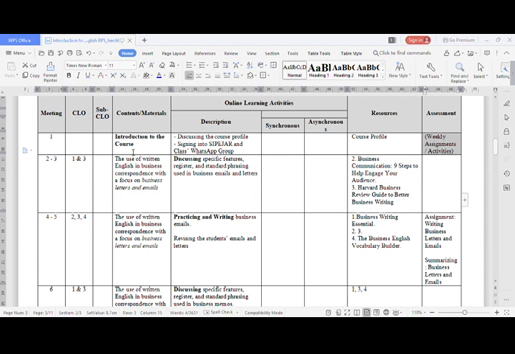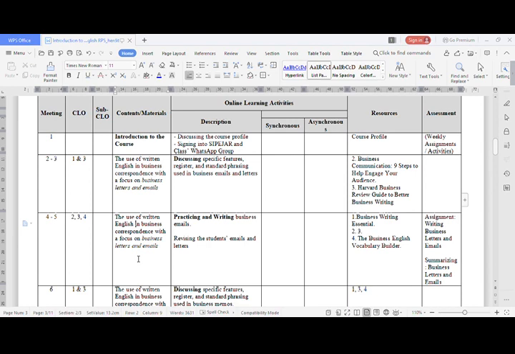Now, the meeting one is the introduction to the course, and that's the description. We're talking about the course profile, which is what we're doing now. And then I'm going to go over the topics that we will cover in this class. The first topic will be business letters and emails. I give 4 meetings for this, and it's mostly on written English and business correspondence.